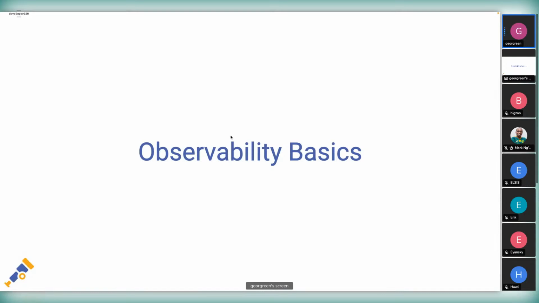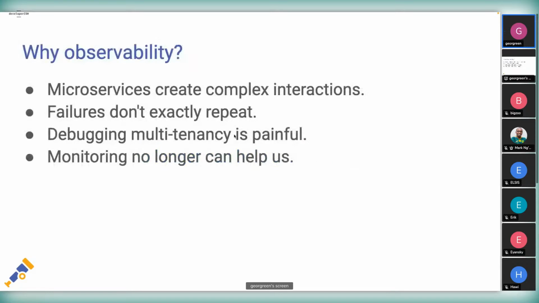So, observability basics. What the heck is observability? I think I would have asked this question if it was in person, but we need to understand what observability means and why we need it, right? The term observability itself was coined around the 1960s, and the person who coined it was using it in a mathematical sense.